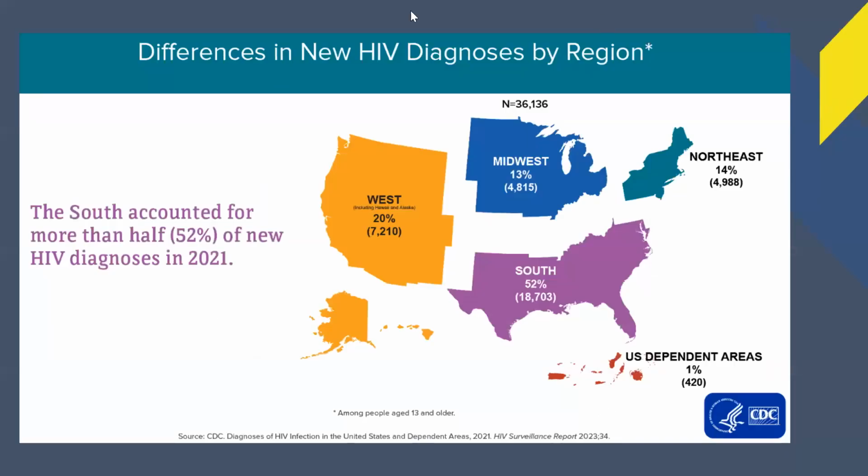And then I just wanted to show this slide also from the CDC about where we're seeing differences in new HIV diagnosis by region. I hadn't seen this slide in quite some time, probably maybe 10 years. As of 2021, the South accounted for more than half of new HIV diagnoses. So 52% of new HIV cases are from the Southern region, in comparison to, let's say, the Midwest at 13, the Northeast at 14, the West at 20, and US dependent areas at 1%.